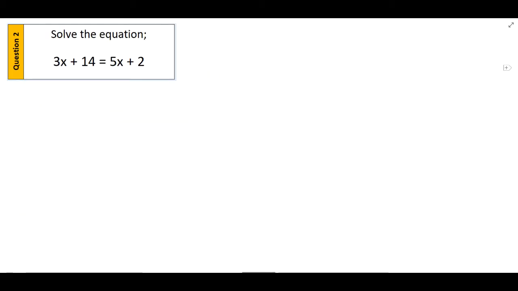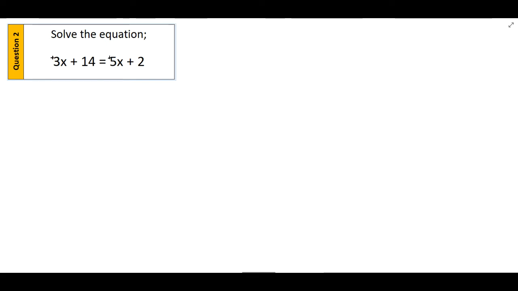Okay, example 2 isn't too much more tricky, but it does throw people off. Both of these x's in this case are positive, so I can write those in. Now we're going to choose the side with the fewest x's on it. The left hand side has 3 lots of x, the right hand side has 5 lots of x.